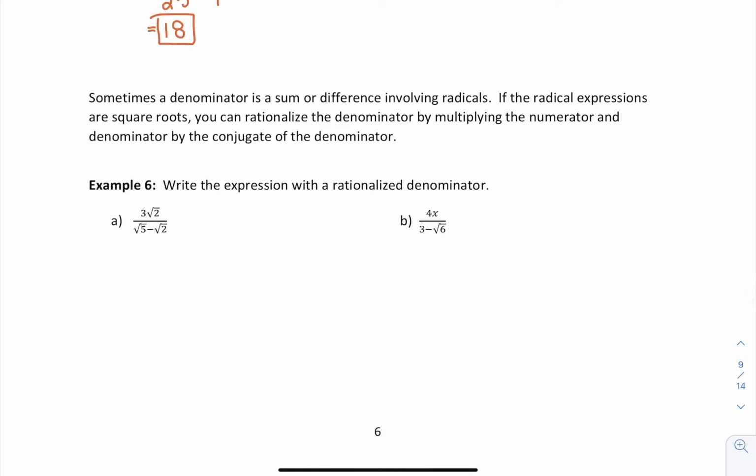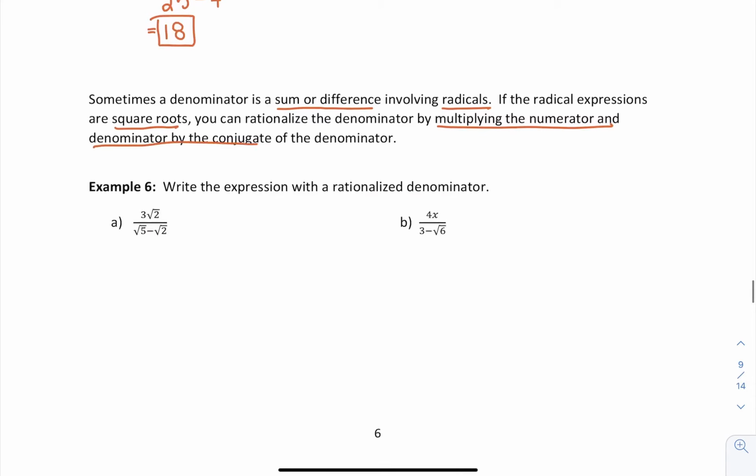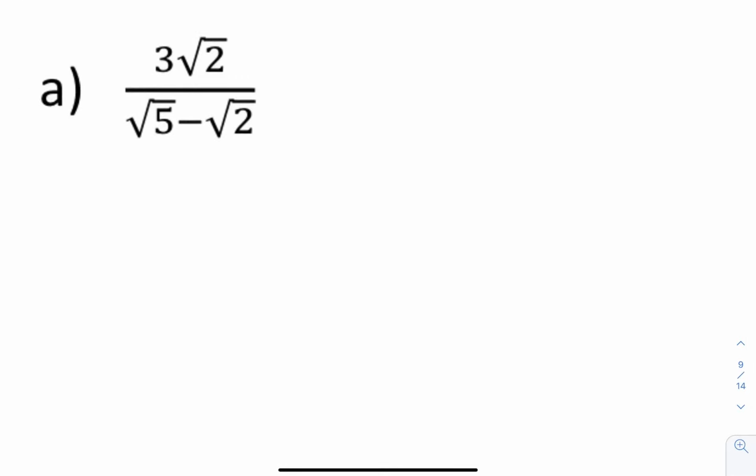So sometimes a denominator has an addition or subtraction problem involving radicals. If the radicals are square roots, so only for the index of 2, you can rationalize by multiplying the numerator and denominator by the conjugate of the denominator. So take a look at this one. We have a subtraction problem in our denominator. So to rationalize, I'm not just going to multiply by square root of 5 or square root of 2. I'm going to multiply by the conjugate.